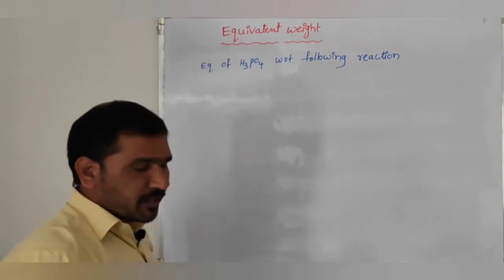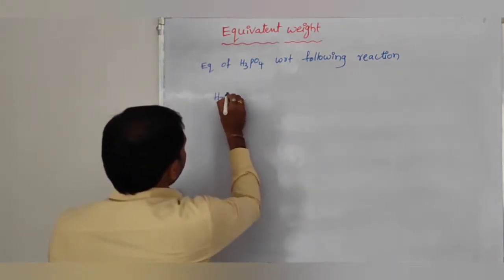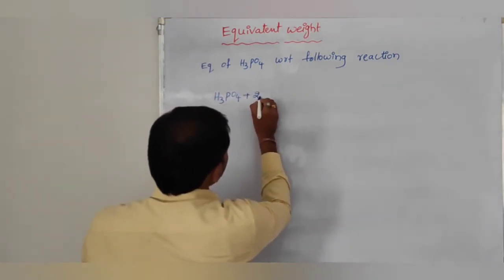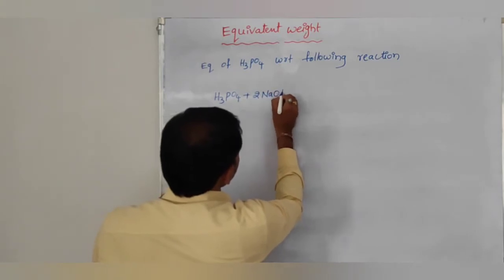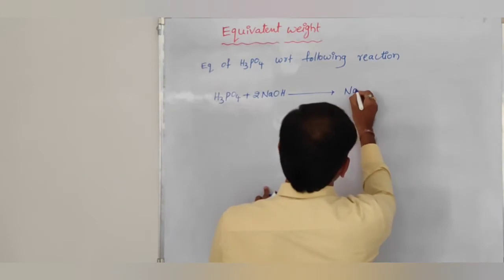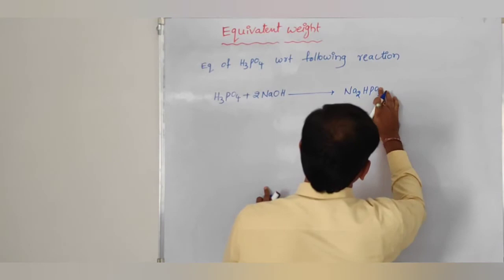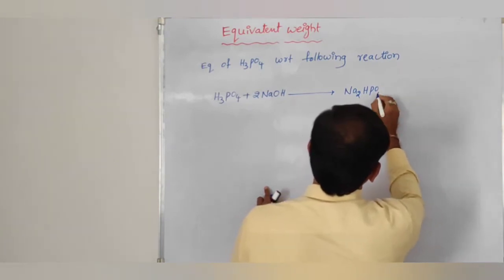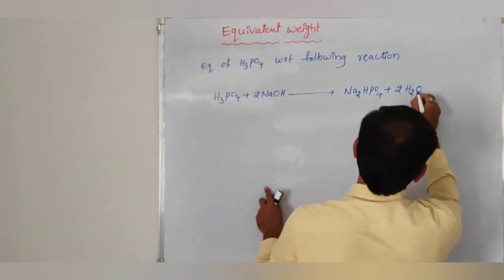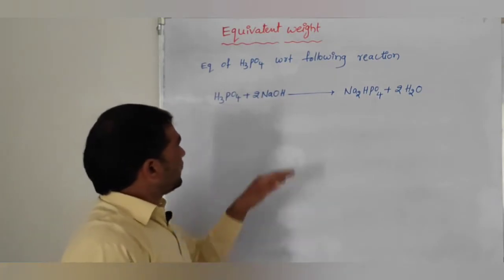Right? What is the following reaction? H3PO4 reacts with 2 moles of NaOH. It results in Na2HPO4 plus 2 moles of H2O. Okay, right. So beta here, this is the reaction given.